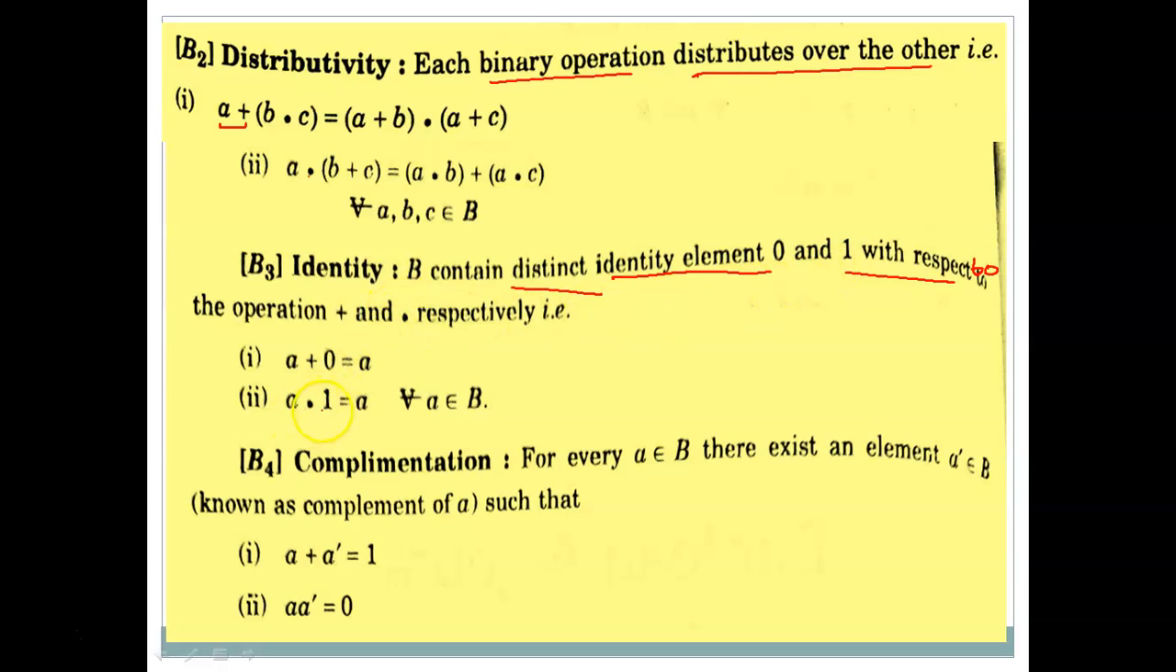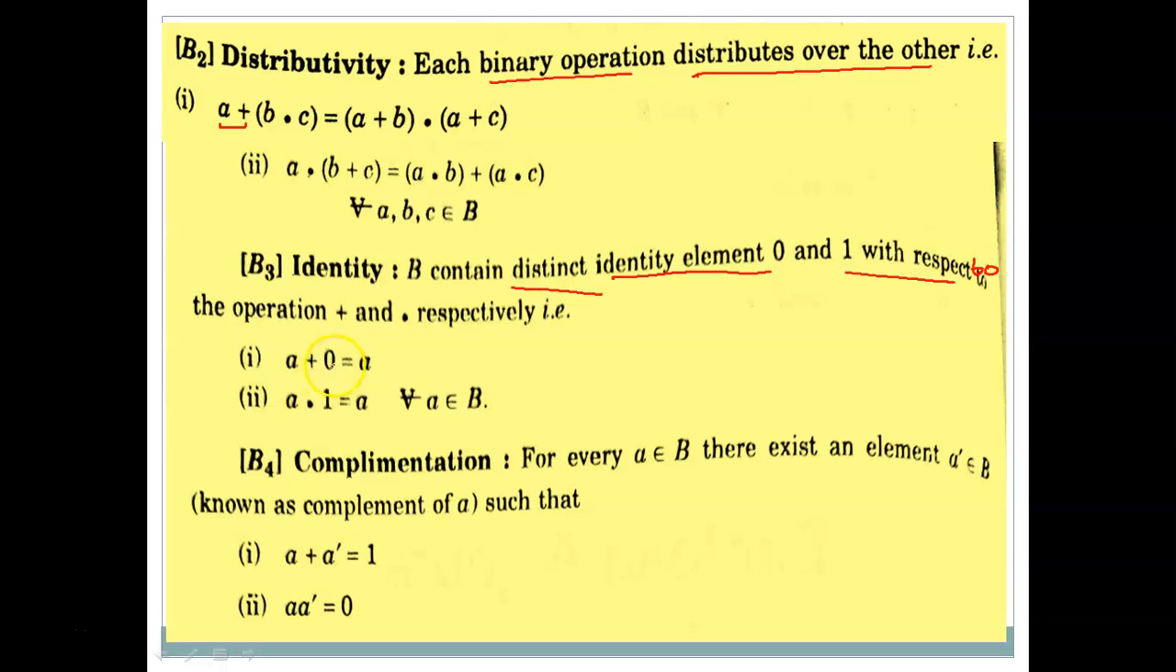So we write here A dot 1 equal to A. So this property must be satisfied. I again emphasize the fact that here the meaning of plus is not the ordinary addition of numbers, and the meaning of dot does not mean the multiplication of two ordinary numbers. The meaning of plus and dot varies according to the set under consideration.